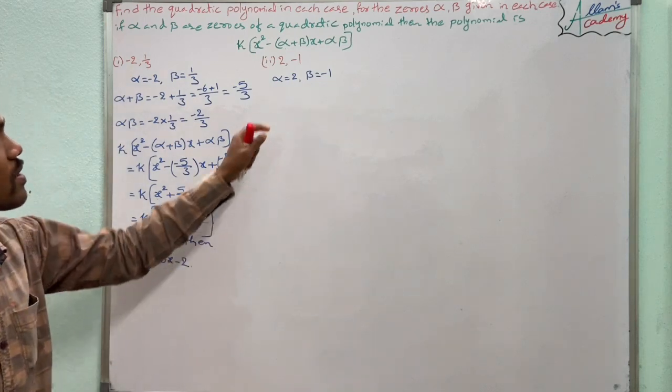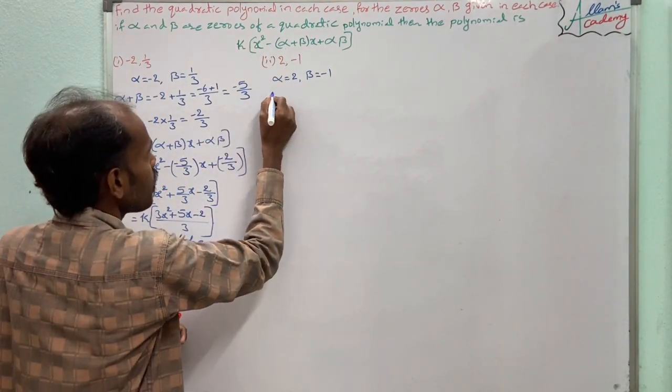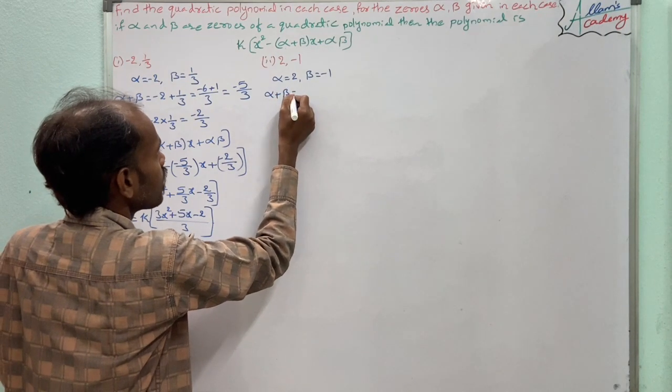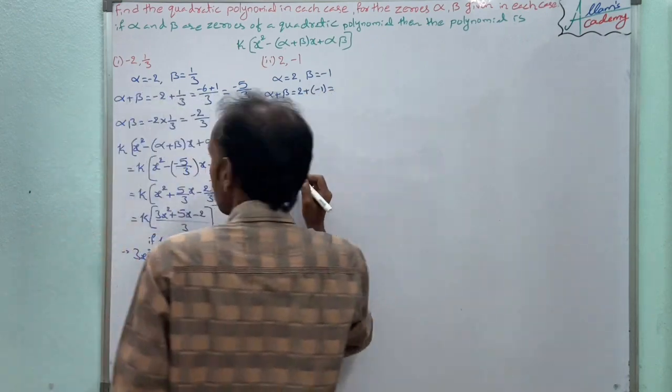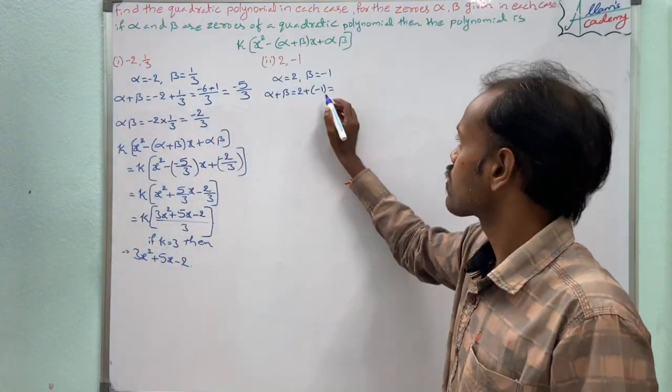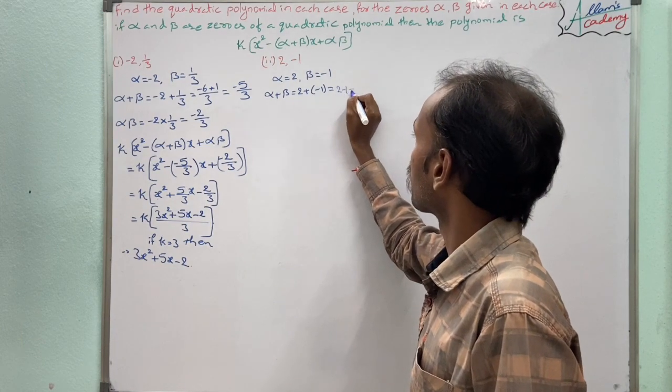So the first zero is 2, the second zero is minus 1. Now the sum of the zeros, alpha plus beta, equals 2 plus minus 1. Plus into minus means minus. So 2 minus 1 means 1 only. So 2 minus 1 equals 1.